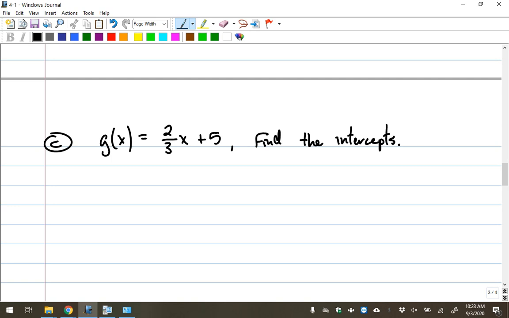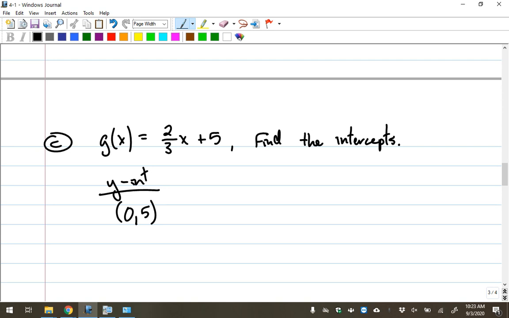It's in the slope-intercept form, so I get which one really easily? The Y-intercept. So let's do that one first. The Y-intercept is what? What's the ordered pair? 0, 5. Yeah, good job. That's right. Don't have to do any work to figure that out.